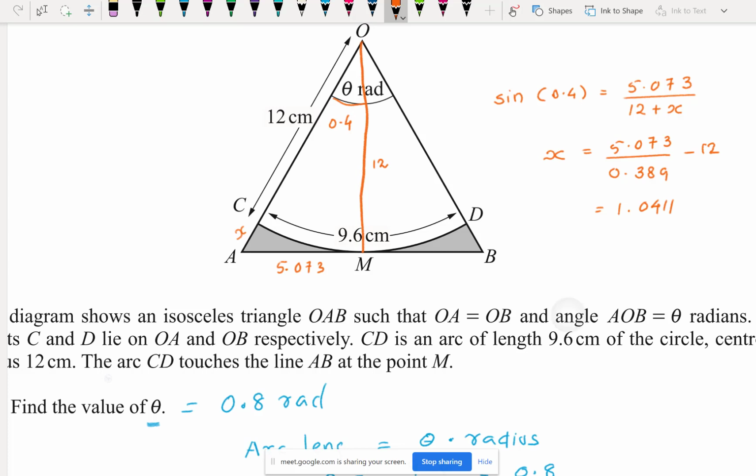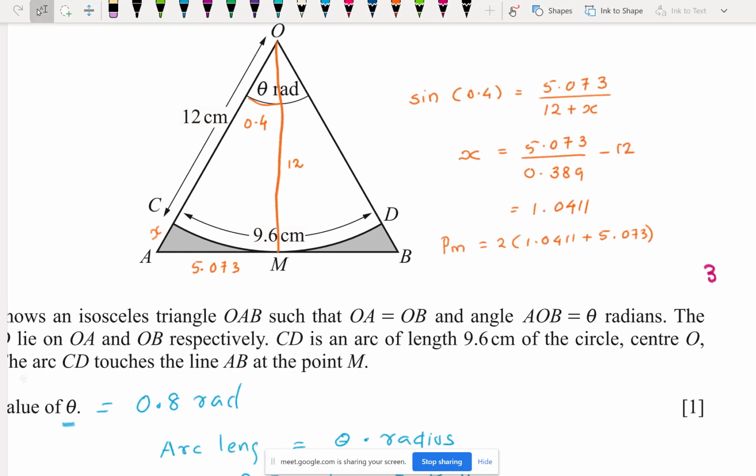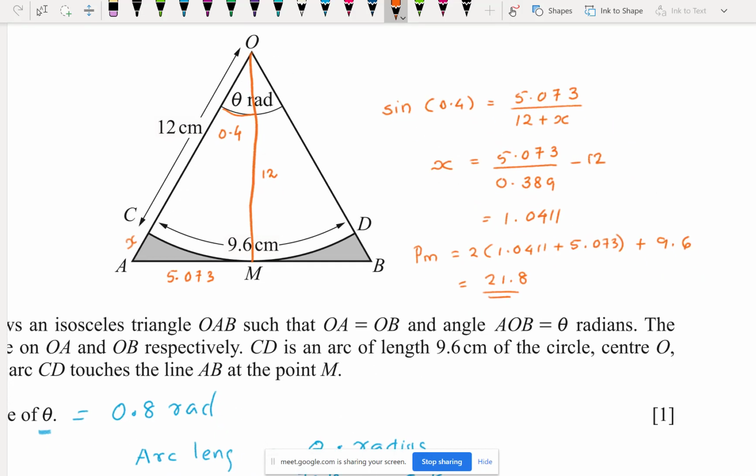So now, how do we calculate the perimeter, Amrita? So we need to take 2 times 1.0411 plus 5.073. That will be doubled, whereas the other one we don't need to multiply with the 2, Amrita. We can just take 9.6 itself. Am I making sense? Yes, yes. Okay, let me again use my calculator. This is going to give us 21.8. Is it clear, Amrita? It's very much clear.